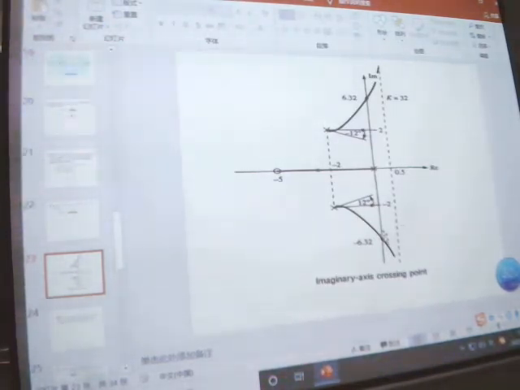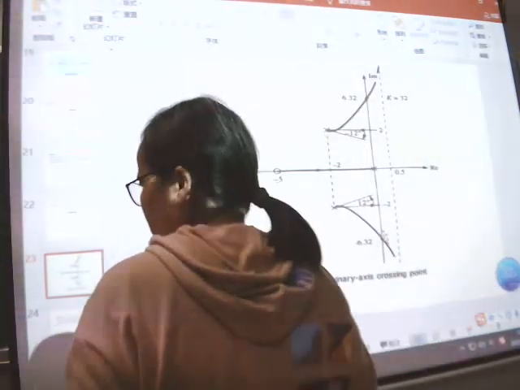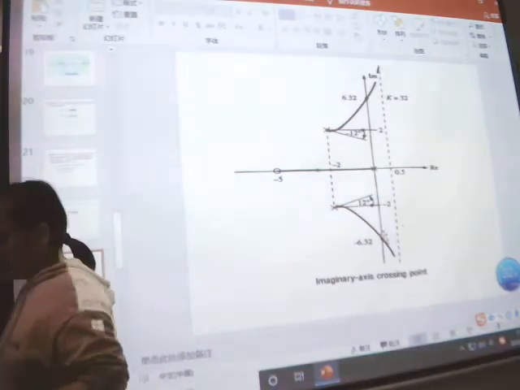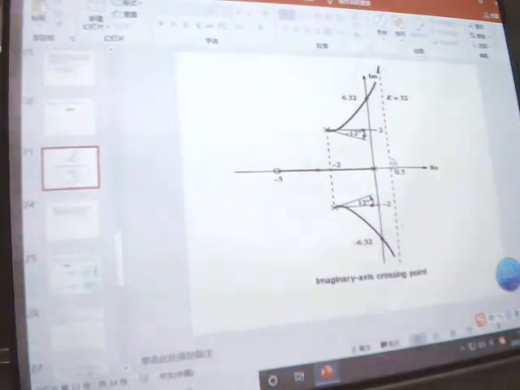Then we should have a rest. Have a rest. This means the point crosses the imaginary axis.